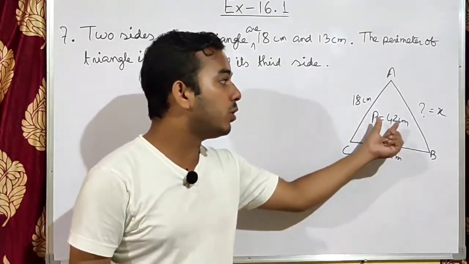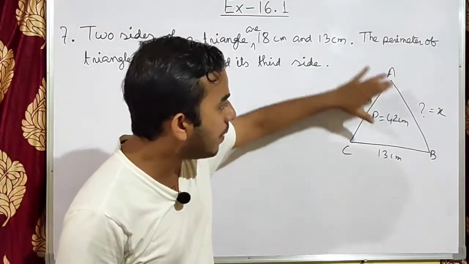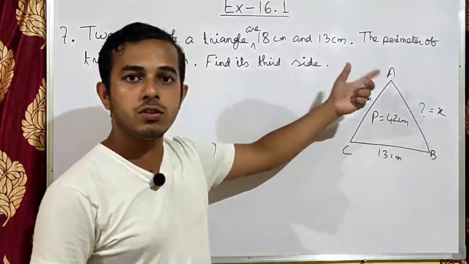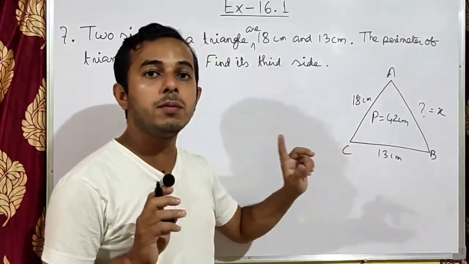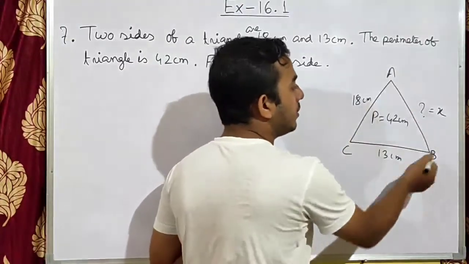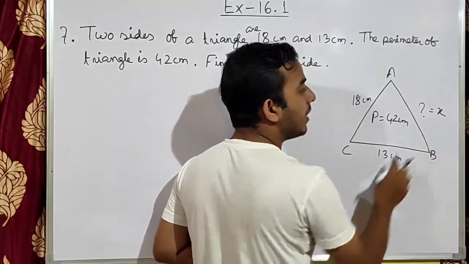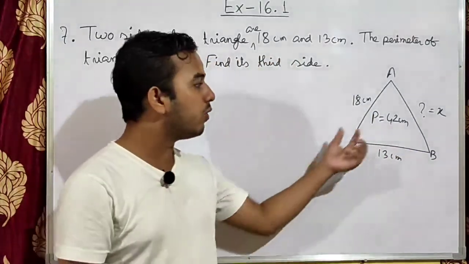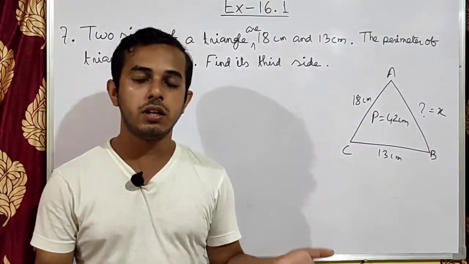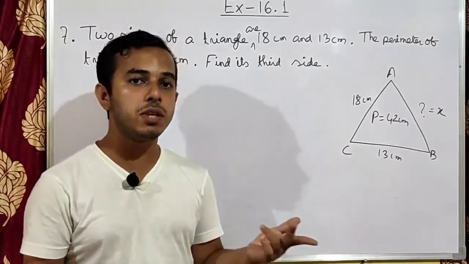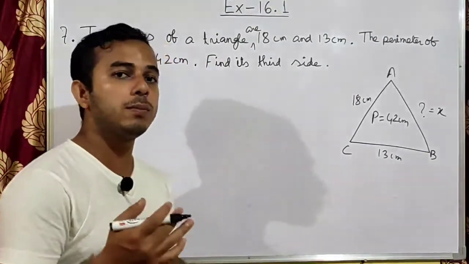Now this 42 will be what? 42 is perimeter, and sum of 18 plus 13, that is sum of AC plus BC plus BA is also, it will also be 42, isn't it? Because 42 is the perimeter. Now perimeter means what? It is the sum of all these sides. So 18 centimeter plus 13 centimeter plus x centimeter will be 42 centimeter. Clear? Because both of them are perimeter of the same triangle. If they are the perimeter of the same triangle, then they will be same definitely. So we will use that relation and find out the value of x.